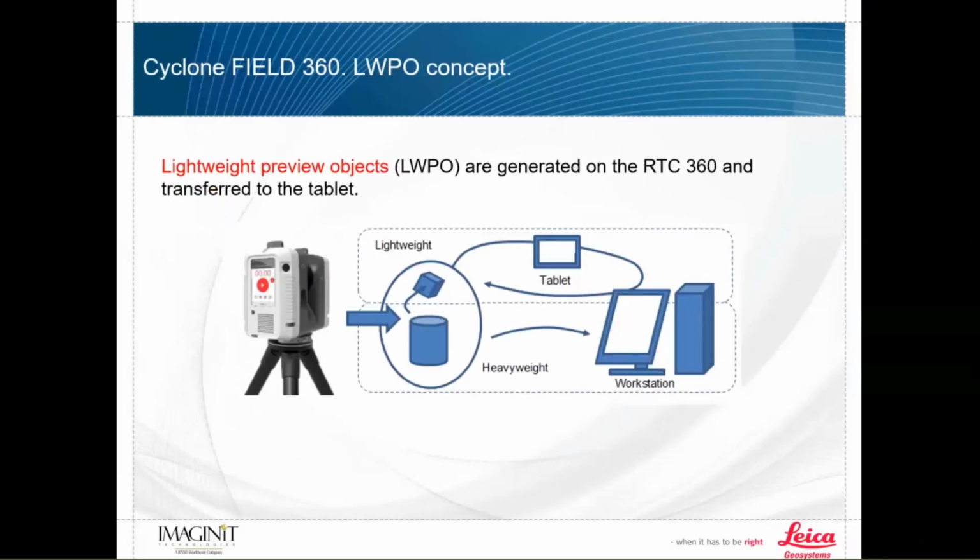So lightweight preview objects, they're generated on the RTC, and it's always transferred to the tablet, but that data is always stored on the scanner itself, not on the RTC. So if you have smaller gigabyte size iPads, I think they were 32, 64 and on up. If you got a smaller one, that's okay. I don't need a whole lot of space.